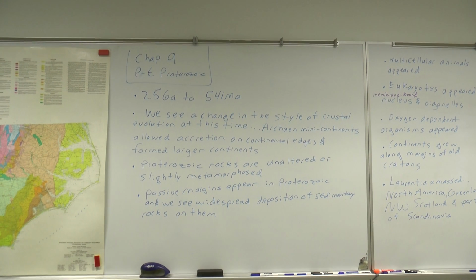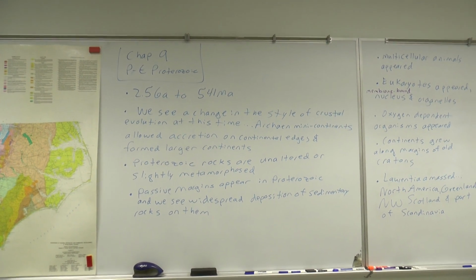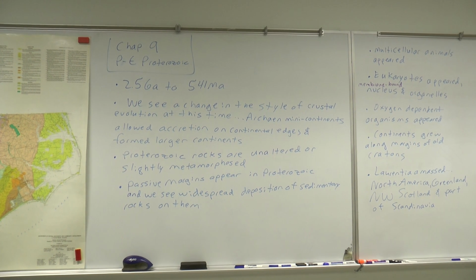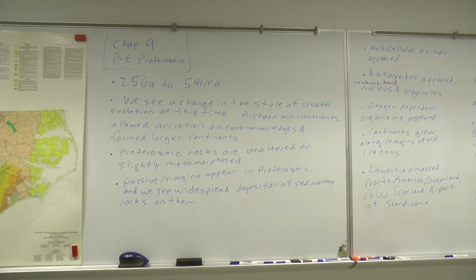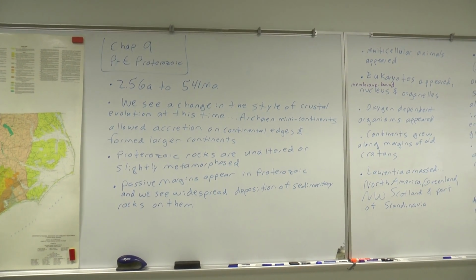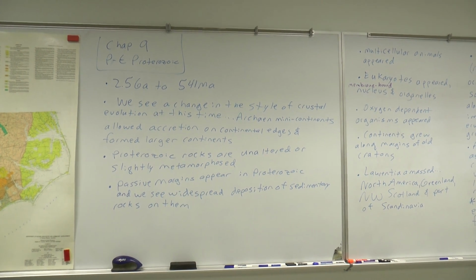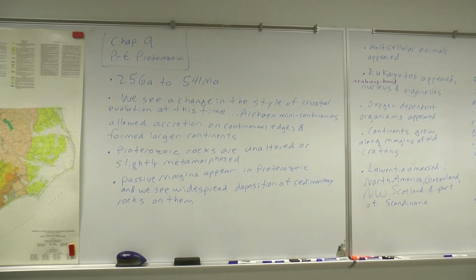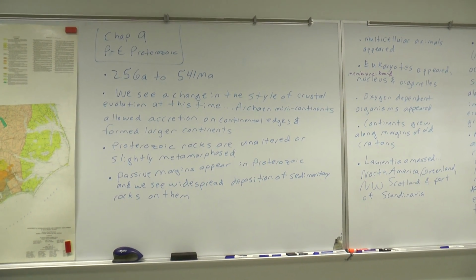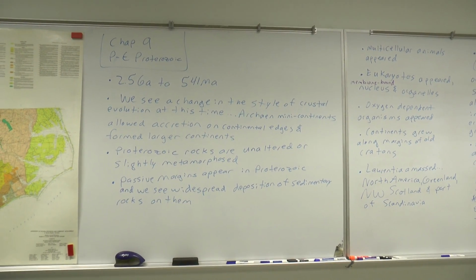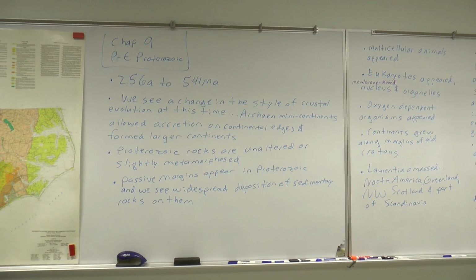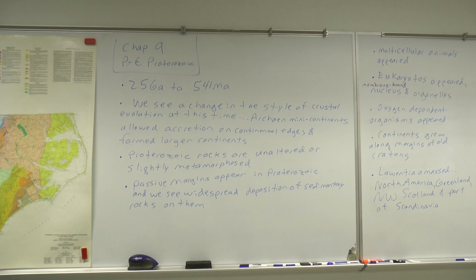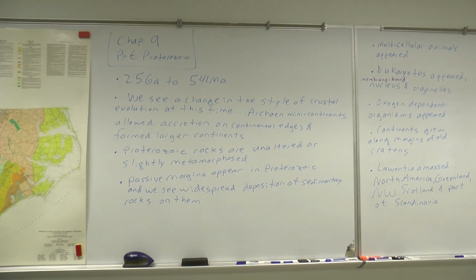Why do we make a break here at 2.5 billion? And the answer is that we see a change in the style of crustal evolution at this time. So many continents that formed in the Archean, and remember that continental material does not subduct, so once it forms, it's pretty much going to stay here. So Archean mini-continents allowed accretion on continental edges and formed larger continents, protocontinents, we might say.